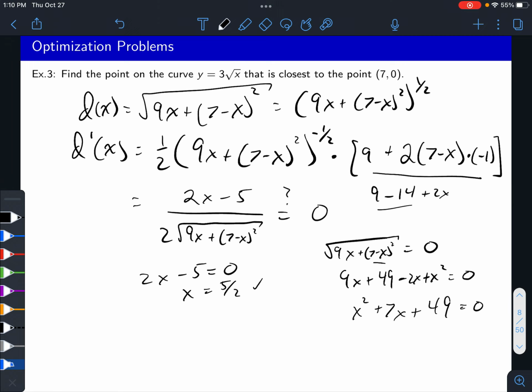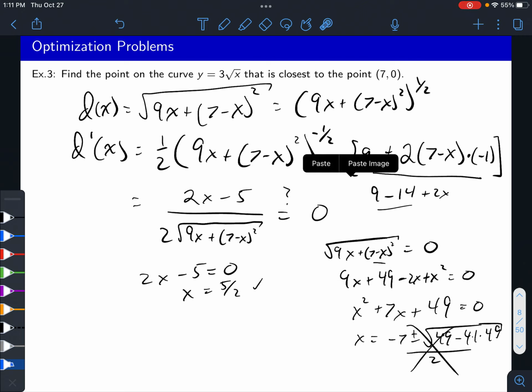And I have a feeling that this is just never going to equal 0. We could see that with our quadratic formula. So x equals negative b plus or minus the square root of b squared minus 4 times a times c, all over 2a. And if we look inside of here, 49 minus, this is 4 times 49. This is going to be the square root of a negative number. And so this is not going to give us any real numbers, so we don't get any critical points from this. So 5 halves would be our only critical number.